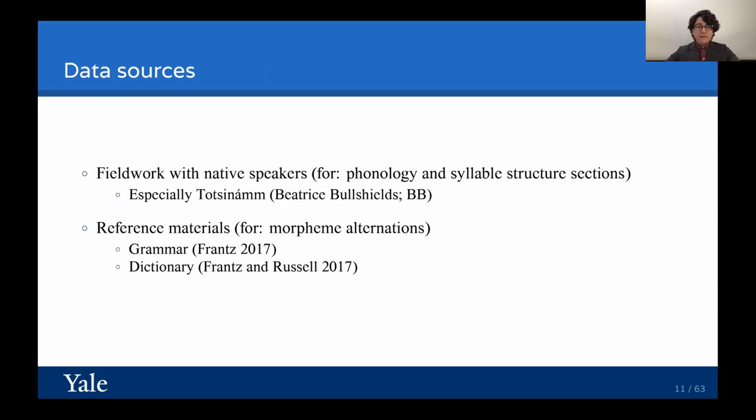The data in this talk come from two different sources. So first, I've given transcriptions based on my fieldwork with native speakers, and especially with Dotsinam, whose name is Beatrice Bullshields in English. Anytime that the transcription comes from her speech, it'll be accompanied by BB. But in addition, I'll be discussing various morpheme alternations, and for that, I've relied heavily on reference materials, including the most recent grammar and dictionary by Don France.